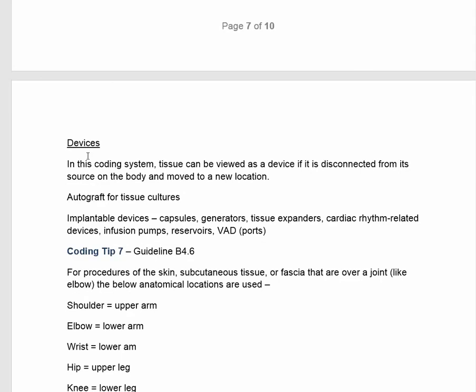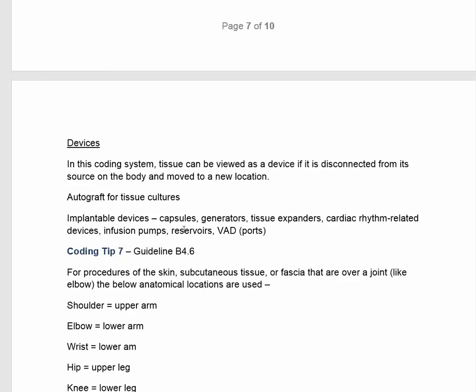Devices. In general, in this coding system, ICD-10 PCS, for tissue to be considered a device, which it can be, it has to be disconnected from its source. So those tissue flaps wouldn't be considered devices, because you're flapping it over, it's still connected. A free skin graft, however, could be considered a device, and that could be reflected as a positive value in the device character value of your ICD-10 PCS coding table.